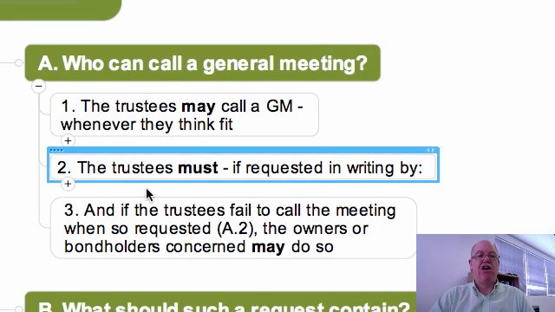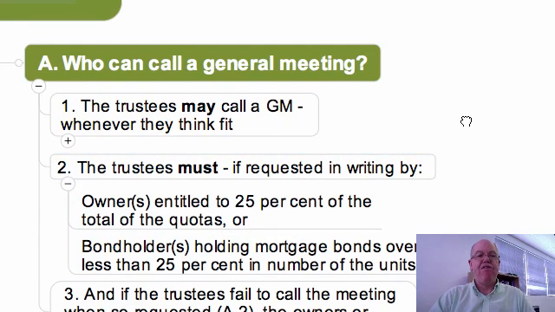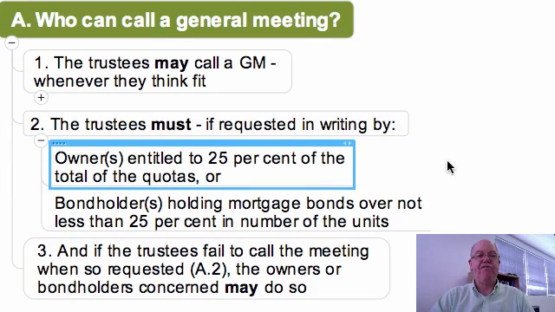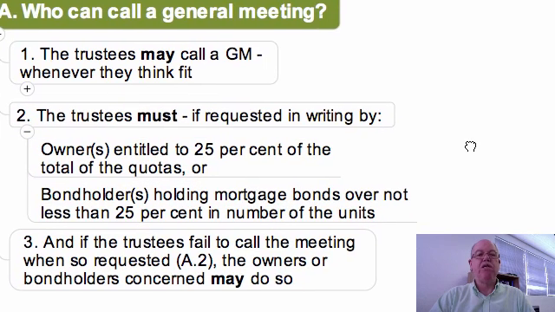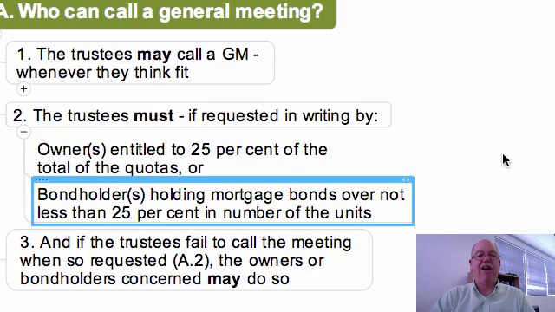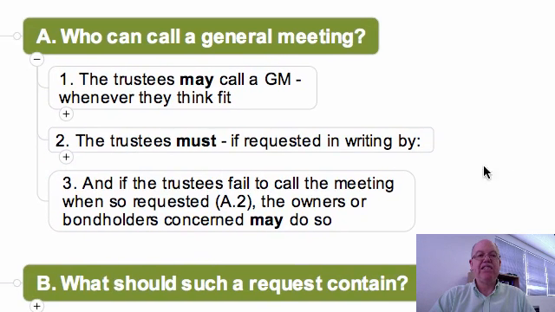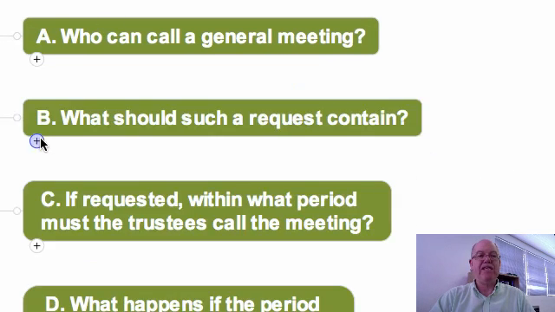And they must call a general meeting if they are requested in writing to do so by owners entitled to 25% of the total of the quotas in the scheme, or by bondholders holding mortgage bonds over not less than 25% in number of the units in the scheme. If the trustees fail to call a meeting when requested by those owners or bondholders, then those people may do so themselves. So that's the issue of who is entitled to call the meeting.